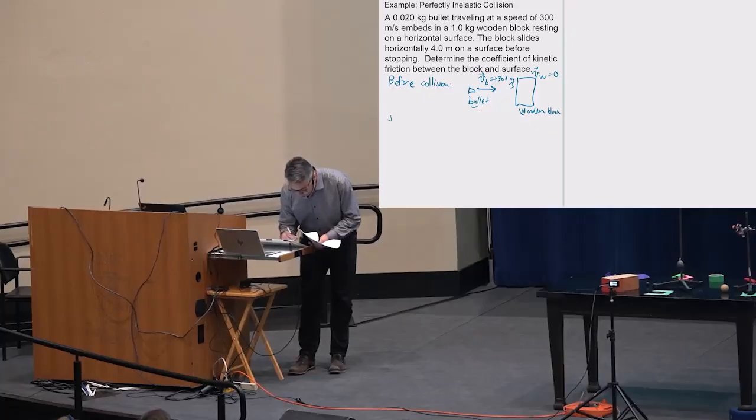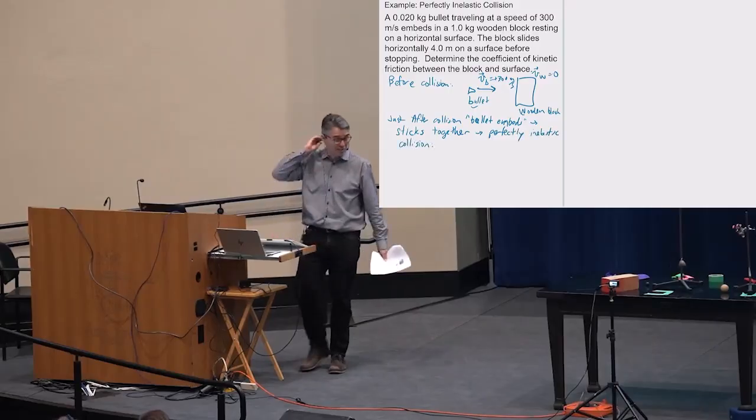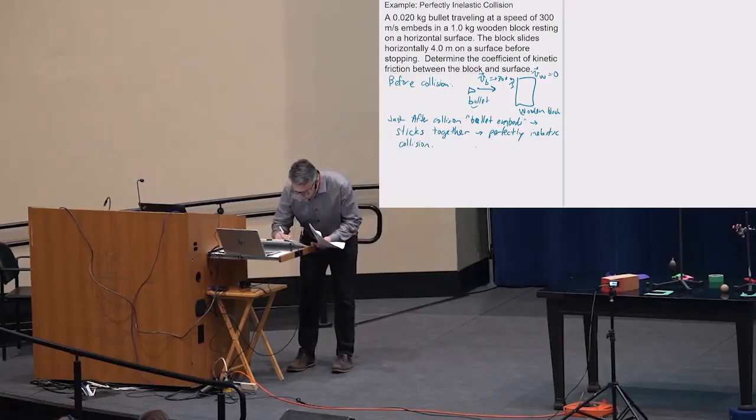And then just after collision, I would say the bullet embeds. To me, that means it sort of sticks together. So I think this is a perfectly inelastic collision, and it will conserve momentum, but it will not conserve kinetic energy. Okay? So then what you've got is this piece of wood with a bullet embedded in it, and it's going off with some V total prime, which is what you don't know.